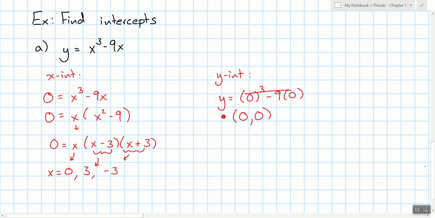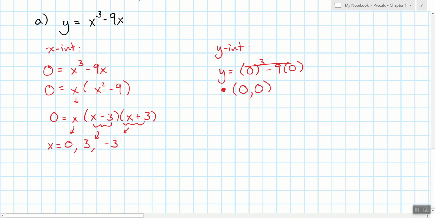So at each of these points, what do I know the y value is? 0, because that's what it means to be an x-axis, or x-intercept, I'm sorry, which means our point is 0, 0. Give me another one. 3, 0. And negative 3, 0. And now we have all of our roots, our solutions, our x-intercepts.